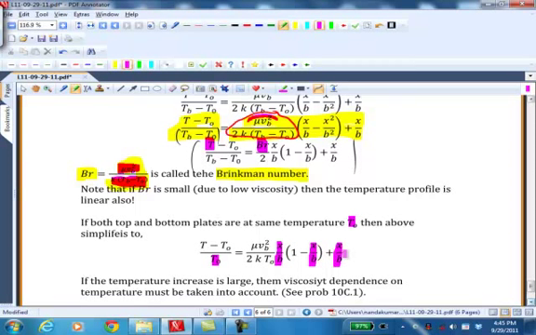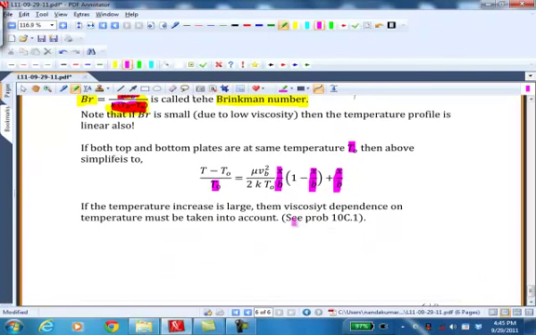So this is the problem I want you to study, which talks about viscosity dependence on temperature. Take a look at it. Okay. That was perfect time. 4:45. I wanted to finish, and I finished it. Okay. Any questions?